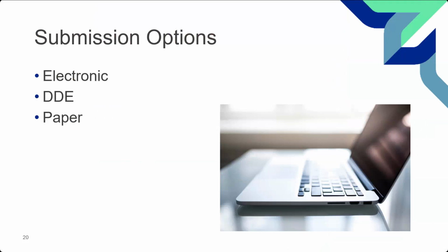Submitting an adjustment can be done electronically, directly into the Fiscal Intermediary Standard System via direct data entry. So we got a couple more acronyms for you here. DDE is what I'm talking about, or with a paper UB-04 claim form.